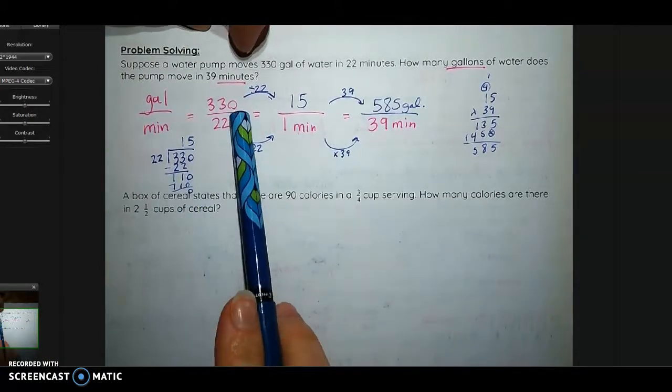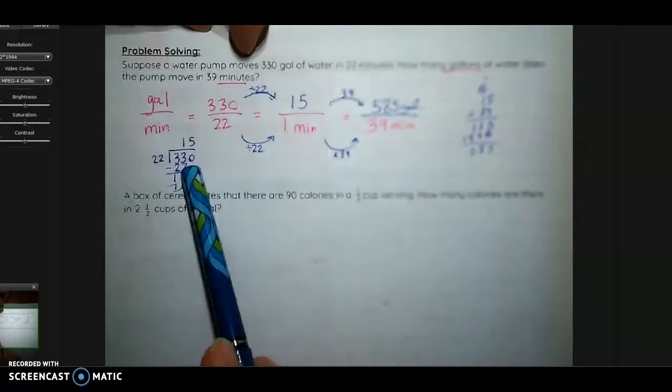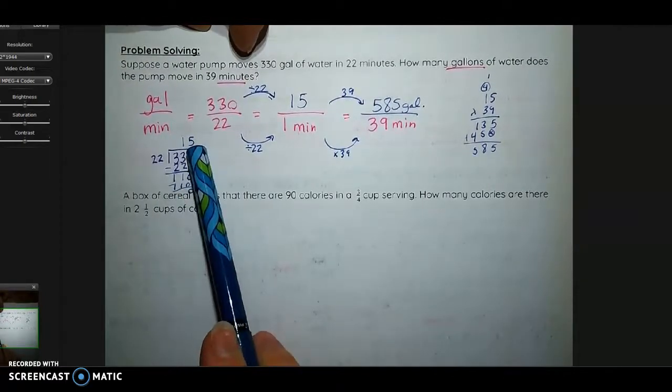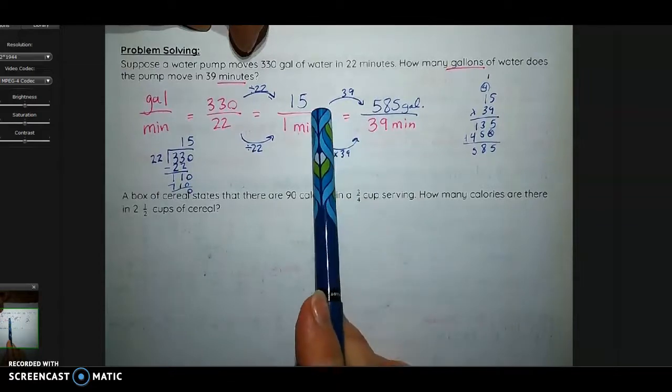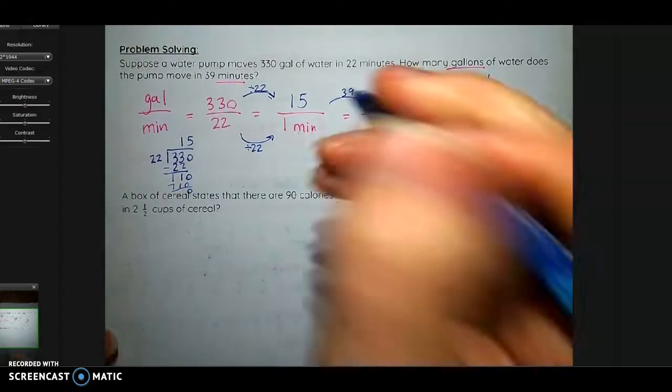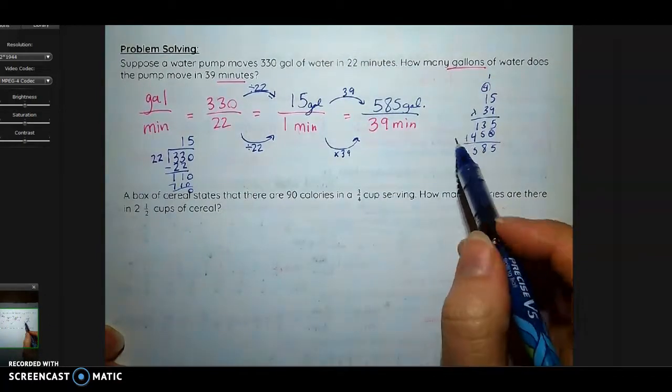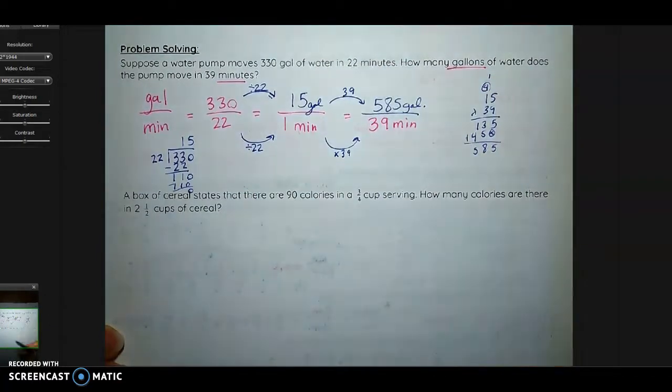So I did 330 divided by 22. I had whole numbers here and not fractions, but you can see I got 15 as my answer. And then 15 gallons in 1 minute, and then I multiplied that times 39. And check my work there. I got 585 gallons in 39 minutes.